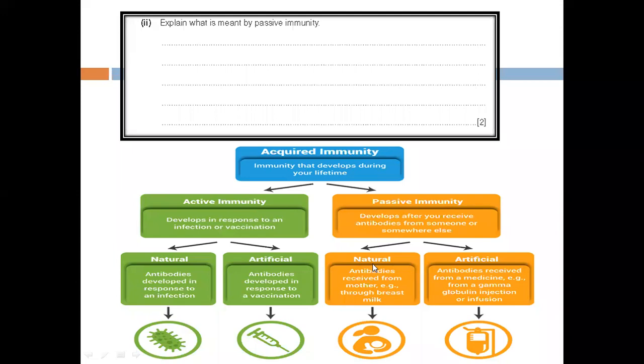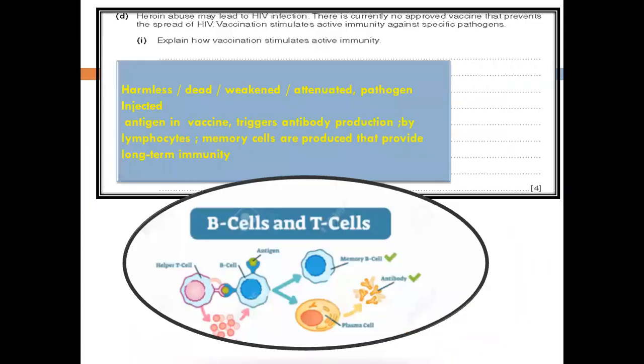So it's called natural passive immunity, while artificial antibodies are received from a medicine, like a gamma globulin injection or infusion. These are certain antibodies that are developed in the lab and injected into our body. So these are artificial antibodies, right? Is it clear? Now let's move toward our question. I think our question will be clear now. Explain how vaccination stimulates active immunity.